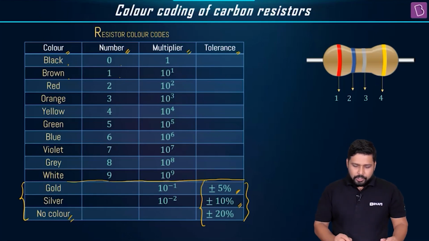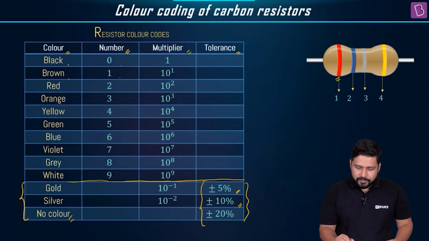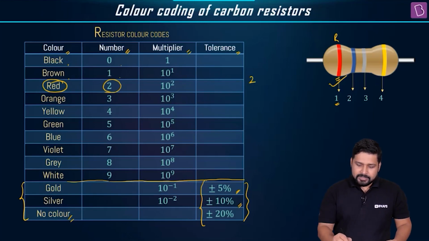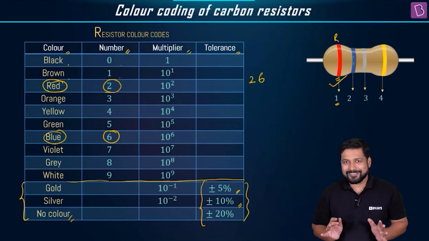Fine. So if I want to write the expression of resistance of this color coded carbon resistor, how am I going to write it? See, the first color is red. Where is red? Red is right over here. Correct. What is the number corresponding to red? 2. So I'll write it as 2. This one done. Second will again give me a number. The second one is blue. What is the number corresponding to blue? 6. No problem. 26.